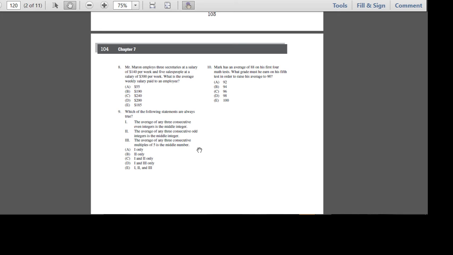Which of the following? Go ahead. I think we can skip number 9 because I don't think you're going to see Roman numeral questions on the placement test. Okay, so we can skip.